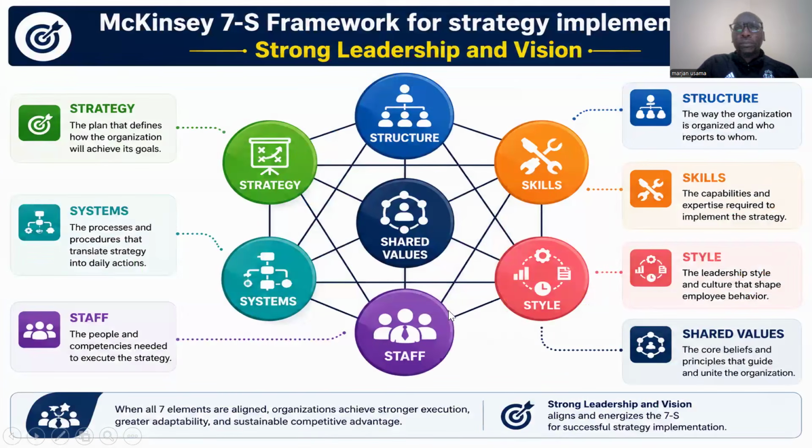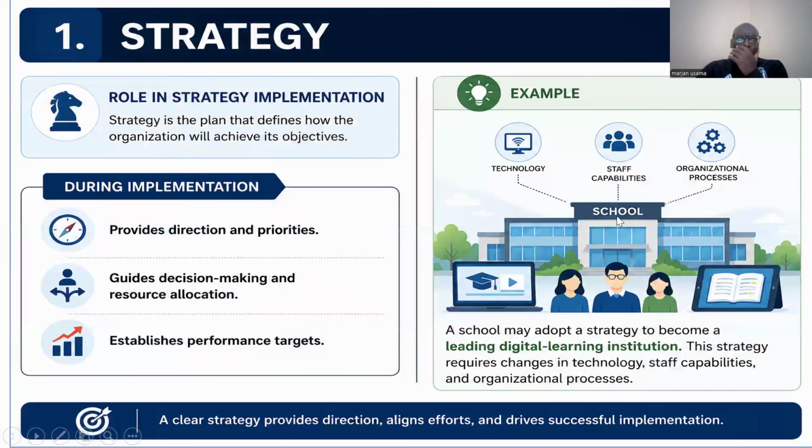Now, today we shall be talking about the McKinsey 7S framework for strategy implementation. According to him, he laid out a framework: if we want our strategy to be successfully implemented, then these 7 things are very important. We shall be covering each and every one of these elements to see how it is important in strategy implementation. Number one is strategy.